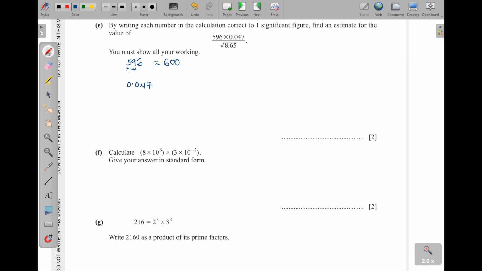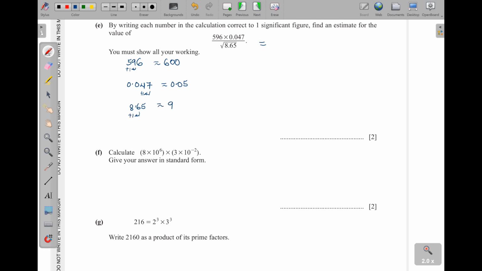0 is not a significant figure unless it is in between other figures. Okay, so here the first significant figure is a 4, and then the next one is a 7. So that means I'll round the 7 to this 4 here by adding a 1. So this one will give me 0.05. You don't write 5, it is 0.05. And then 8.65. This one is three significant figures, so I'll round this one off to this, add 1, then this one will give me 9.